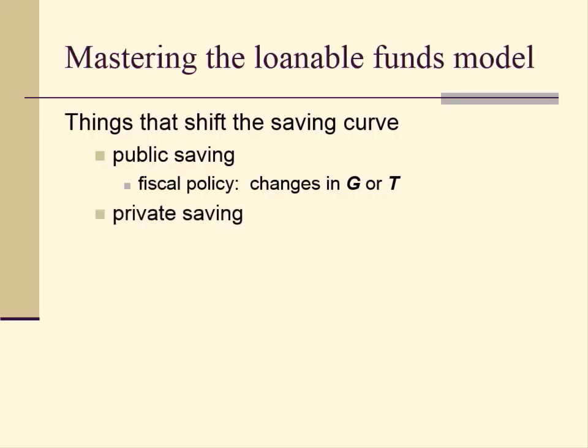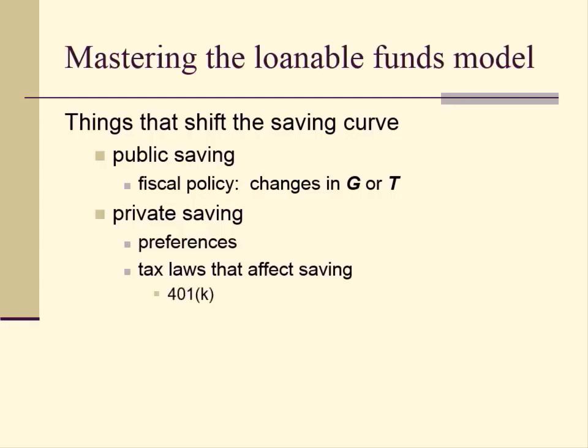For private savings, there are a couple of things that shift the savings curve. First is preferences. Another thing is tax laws that affect savings. For example, introduction of 401k would increase savings. IRA also increases savings. And tax laws that replace income taxes with consumption tax might also increase savings, as these are all incentives to save.